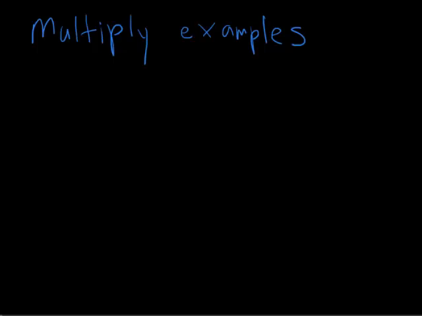Okay, so now we're going to do some more examples of multiply. Let's start with the first one. Let's say each person has 2 eyes. Okay, and let's put a person over here. And now what if we have 5 people? How many eyes is that?